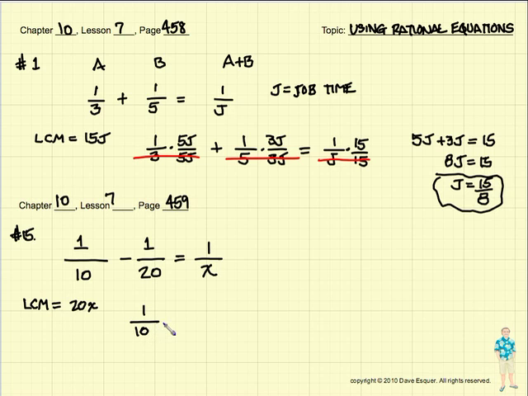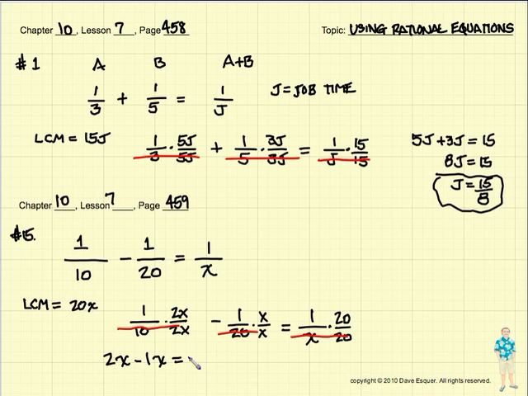So we have 1 over 10 times 2x over 2x, minus 1 over 20 times x over x, it's giving us all the same denominator, is equal to 1 over x times 20 over 20. So we now have the same denominator in this equality. This only works in the equality. So we end up with 2x minus 1x better be equal to 20, or x turns out to be 20.